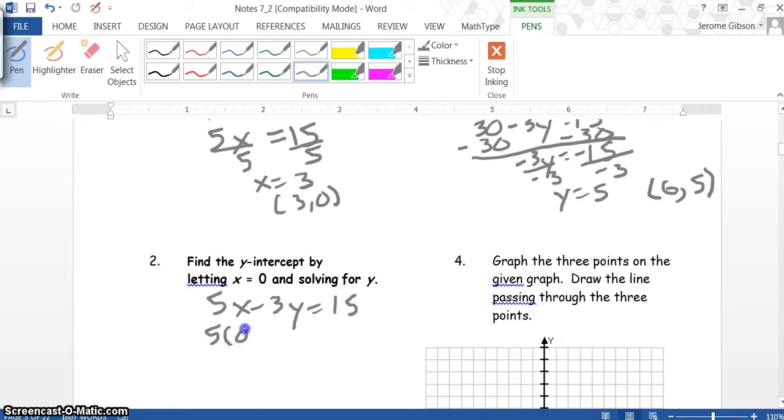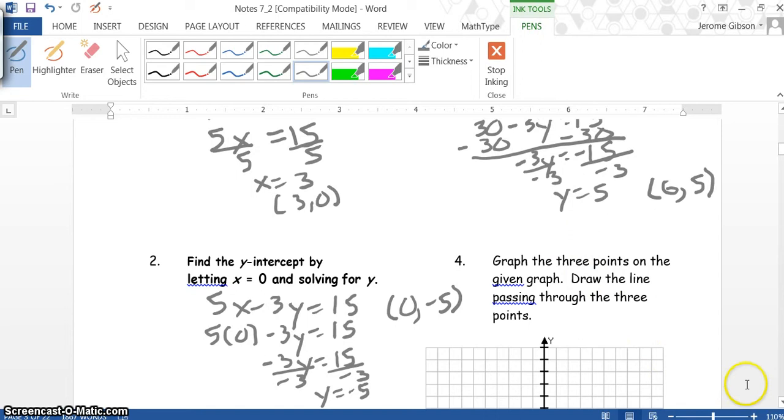So we have 5 times 0 minus 3y equals 15. We know 5 times 0 is 0. 0 minus 3y is a negative 3y equals 15. Divide each side by negative 3, and y is equal to negative 5. So our ordered pair here will be 0, negative 5.